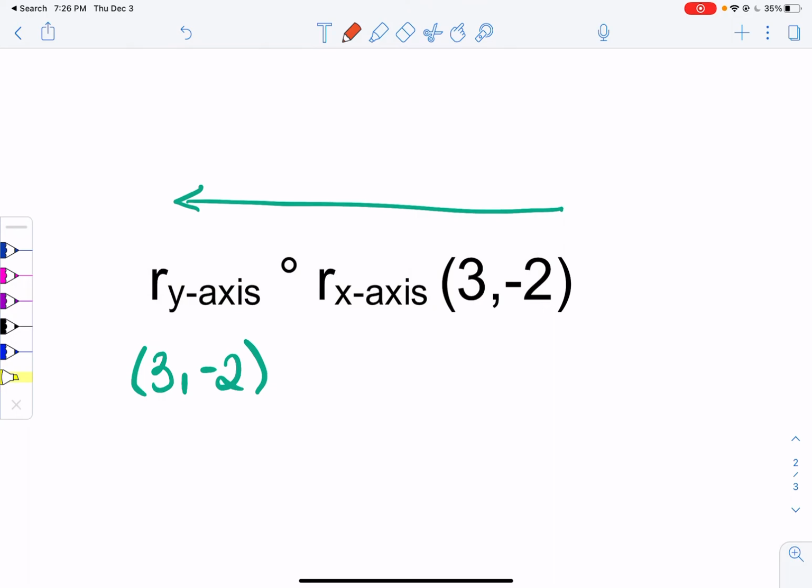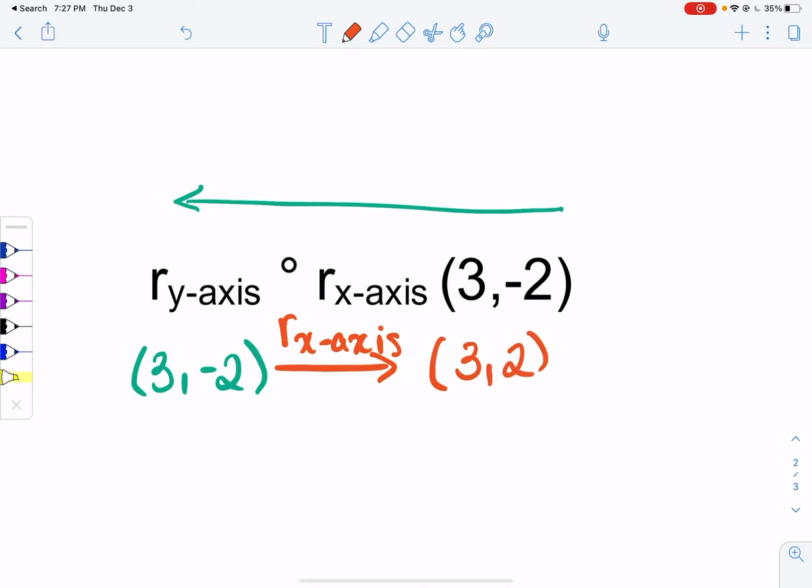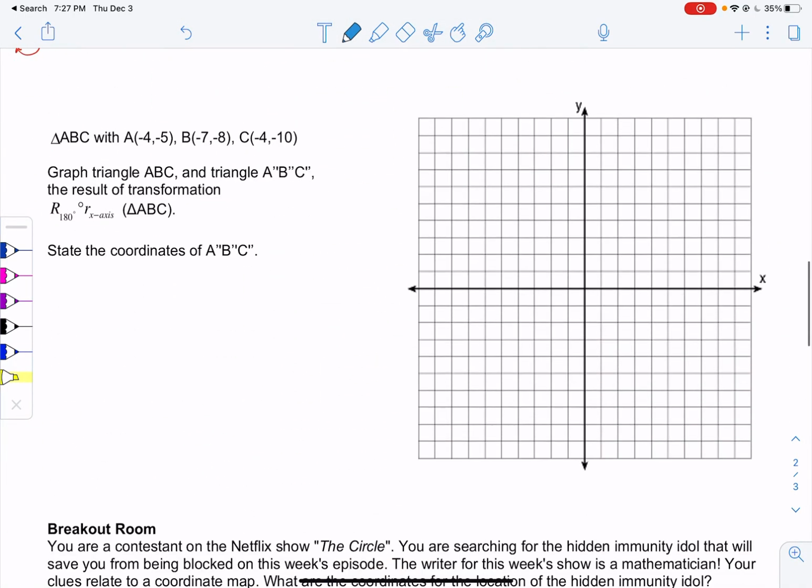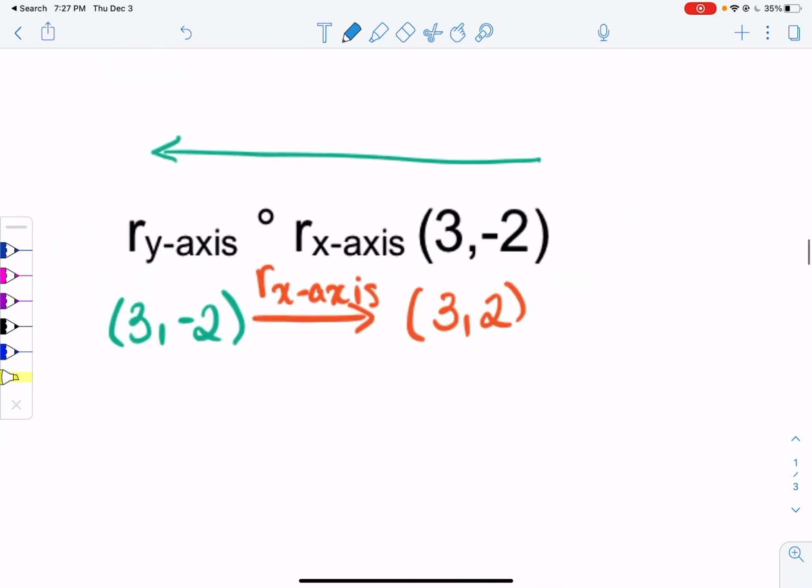I want to do a reflection over the x-axis. So when I do a reflection over the x-axis, my x value stays the same, but my y value changes. So if I'm starting with (3, -2), my -2 changes to a +2. And these are all in the rules above here. So please, if you need to, take a screenshot of this or rewrite them. Okay, the last transformation we do is a reflection over the y-axis.